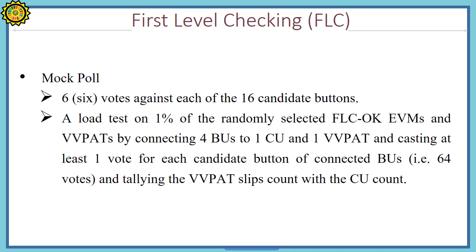Mock poll. 6 votes against each of the 16 candidate buttons. A load test on 1% of the randomly selected FLC OK EVM and VVPAT by connecting 4 BUs to 1 CU and 1 VVPAT and casting at least 1 vote for each candidate button of the connected BUs and tallying the VVPAT slips count with the control unit count.